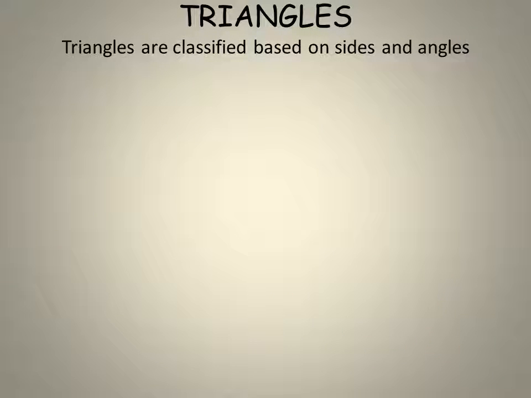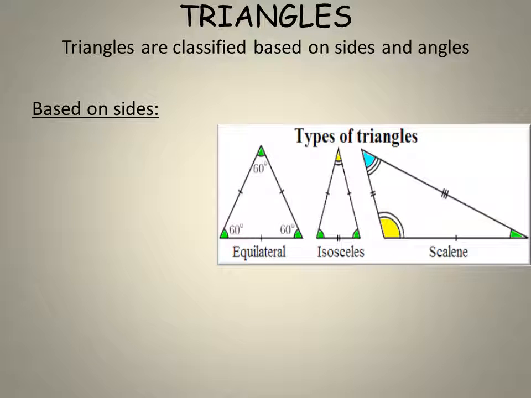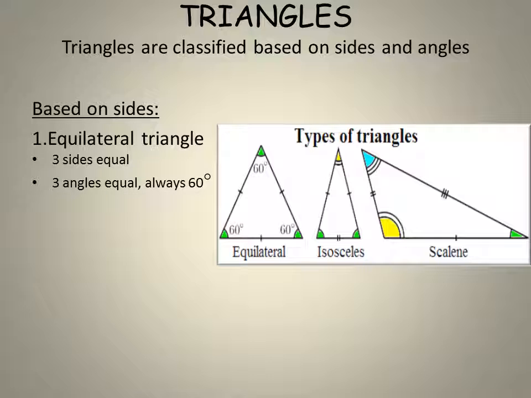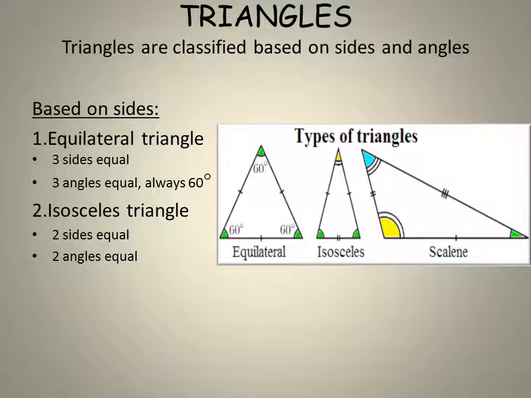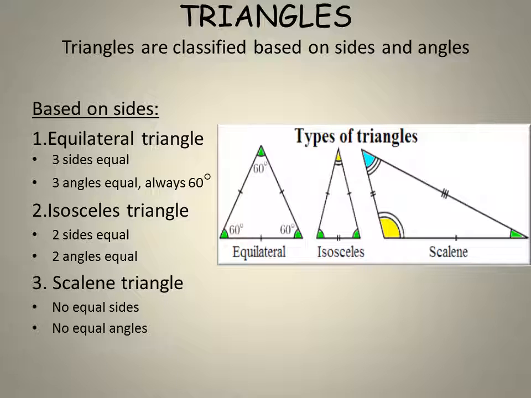Now let us see the classification of triangles based on sides and angles. So first let us see the classification based on sides. So they are equilateral triangle, isosceles triangle and scalene triangle. So what is an equilateral triangle? It is a triangle which has all three sides equal and all three angles are equal, and the angles are always equal to 60 degrees. Okay? An isosceles triangle is one where only two sides are equal and two angles are equal. And the scalene triangle is one where no angles are equal and no sides are equal.